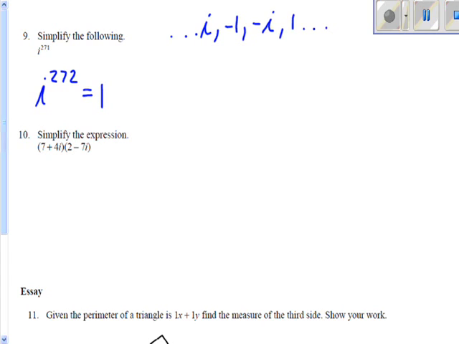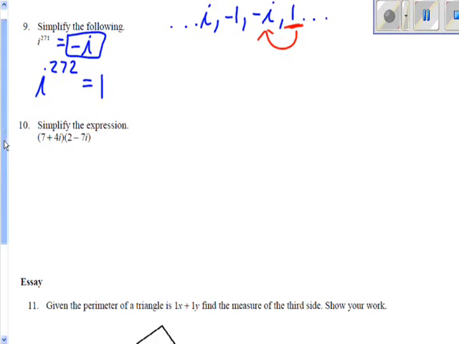If i to the 272 is right here in my pattern, 271 would be back 1 in my pattern, which brings me to -i. So that's the answer I'm looking for. Again, we find the closest one divisible by 4, that's equal to 1, and now we count forwards or backwards in our pattern to get to the value that we want.